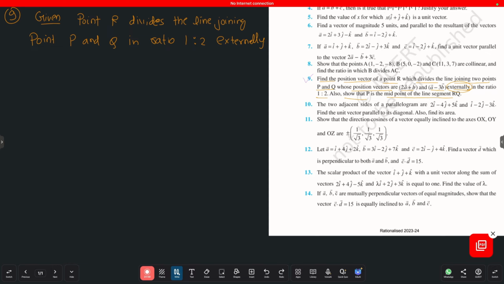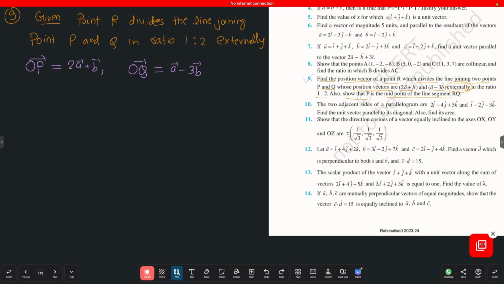Also given the position vector of point P and the position vector of point Q. It means OP vector is given: 2A vector plus B vector. Also the position vector of point Q is given: OQ vector is A vector minus 3B vector. Then we have to find the position vector of point R, which means we have to find OR vector.